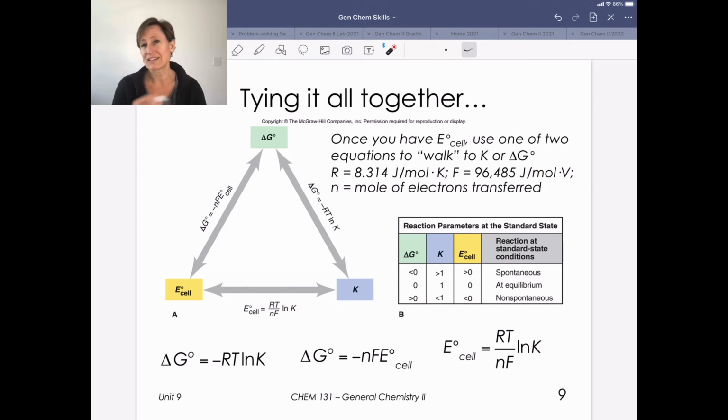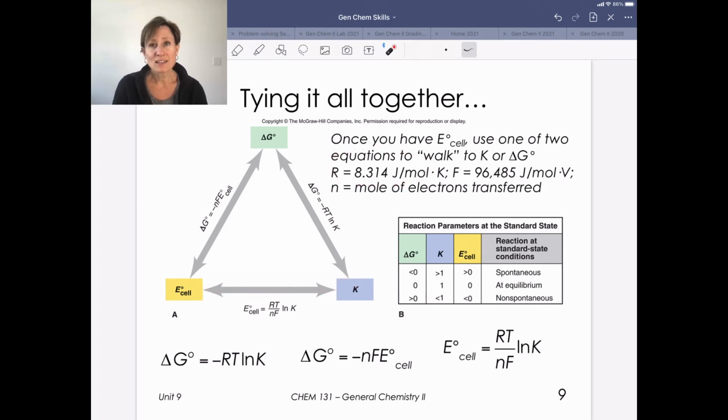I'm going to talk to you about what these constants are, but one of the skills that you're going to have to do is know how to interconvert these parameters. Okay, so once you have Ecell, and that was part of what we had to learn in this skill, is how we can use Appendix D and figure out Ecell. And it might rely on diagramming a voltaic cell in order to know what's going on in that process. We can then, once we know this, use one of two equations to walk to either delta G or to K. Noting here are the constants that you're going to need.